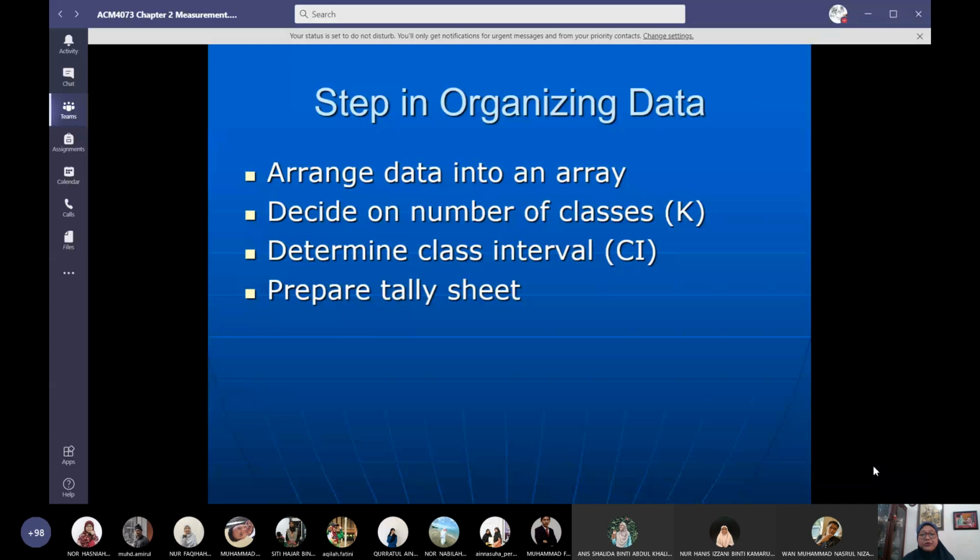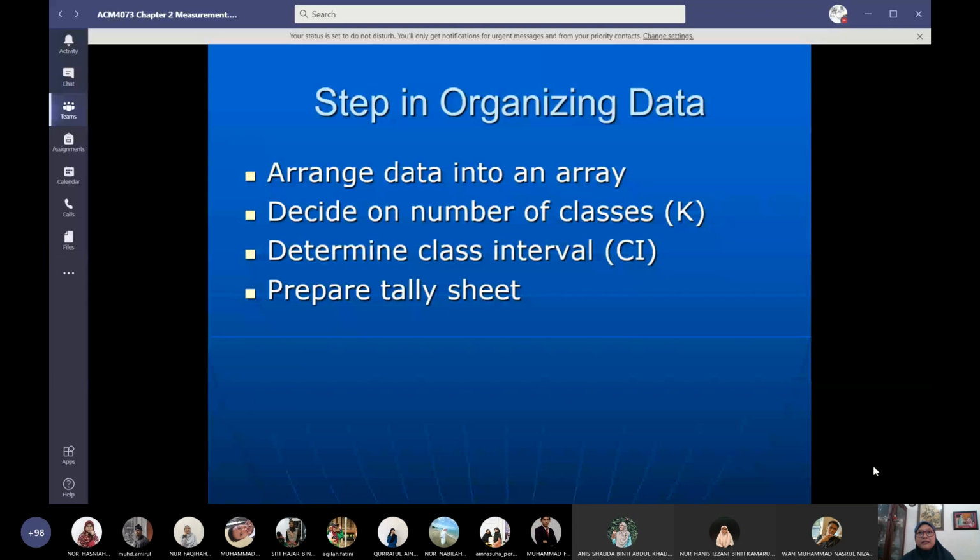How do we do it? First, we need to decide the number of classes. How many ranges do we need? How many classes? 1 to 6 is the interval, but where do we stop? For ages, for example, which number do you want to start from, and which number do you want to stop at?